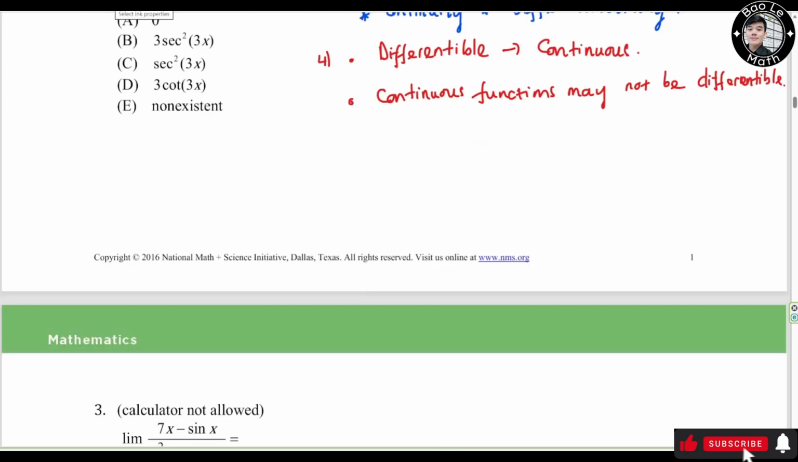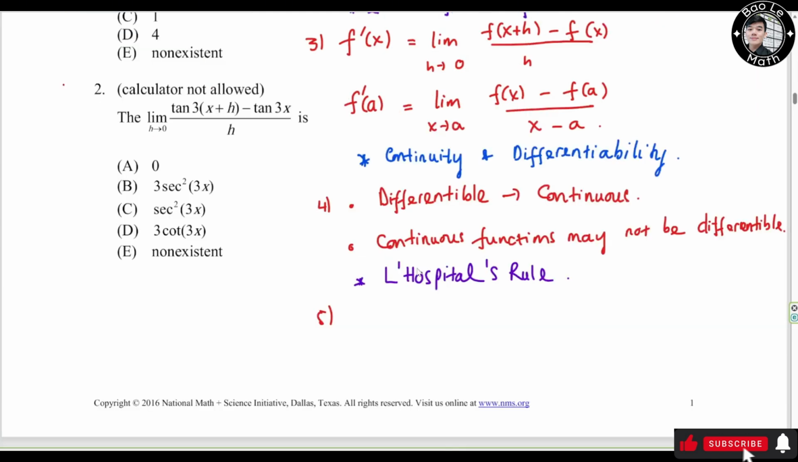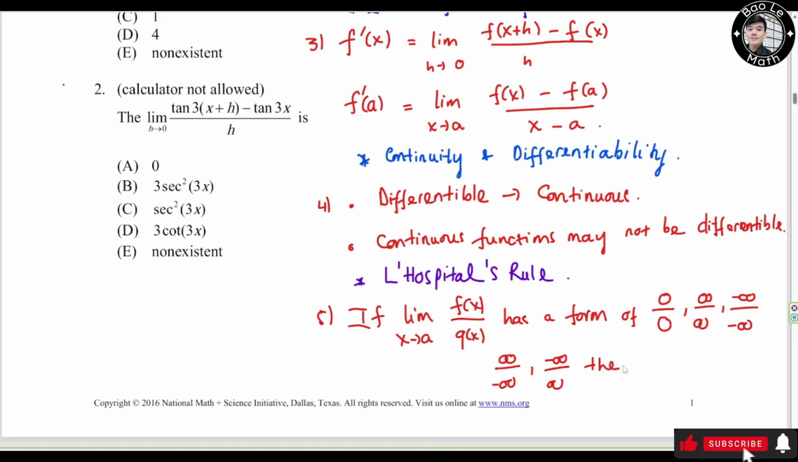We're going to talk about L'Hospital's rule. If the limit of f of s over g of s as s approaches a has the indeterminate form 0 over 0, infinity over infinity, negative infinity over infinity, infinity over negative infinity, or negative infinity over negative infinity, then the limit as s approaches a of f of s over g of s equals the limit as s approaches a of the derivative of the numerator over the derivative of the denominator.